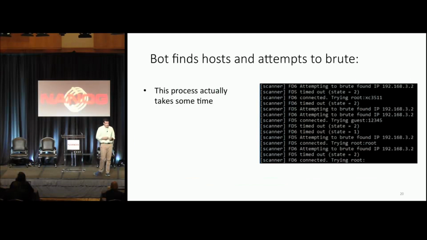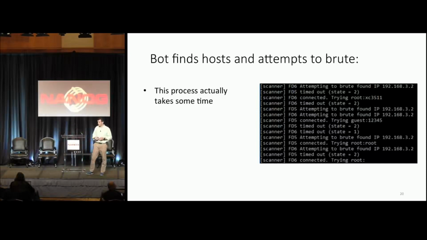Once it finds somebody, here's an example of the bot finding an IP address, 192.168.3.2, which in this case was my Linksys running Tomato. It tries to log in, right? We can see examples from that list of 60 usernames and passwords. Here's my username that I try, here's my password. Here's my username, password, username, password, root, no password. So it tries the brute force process.